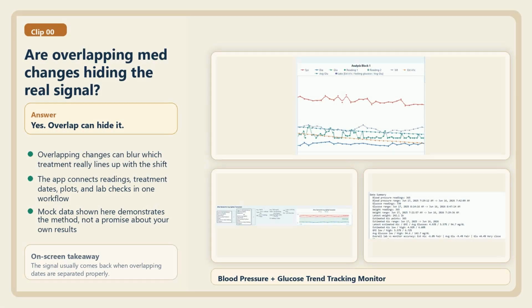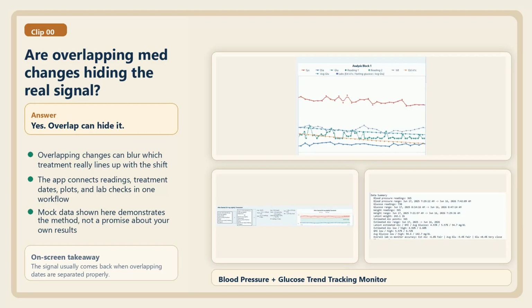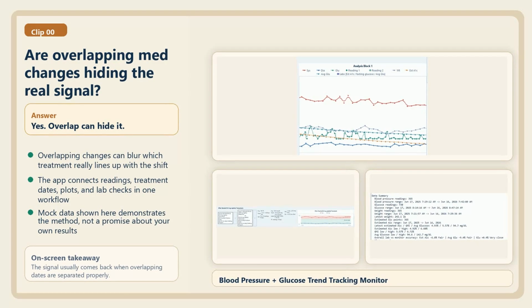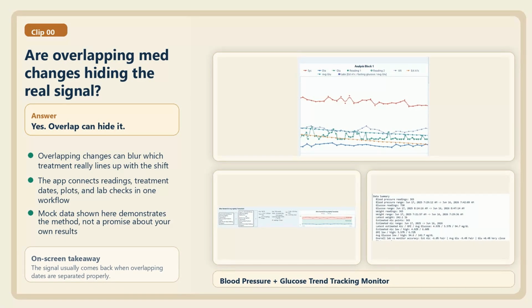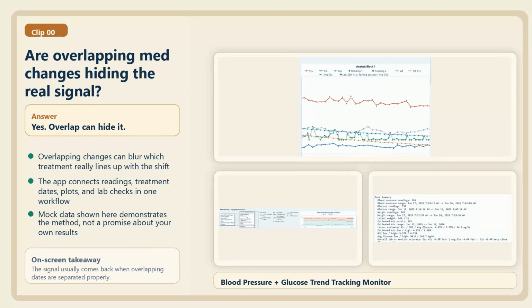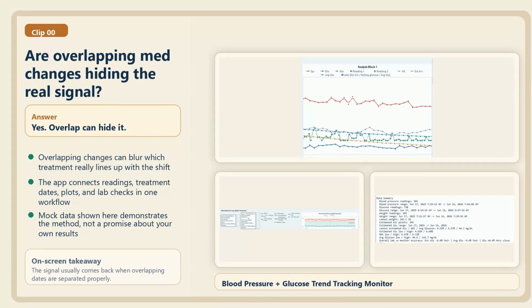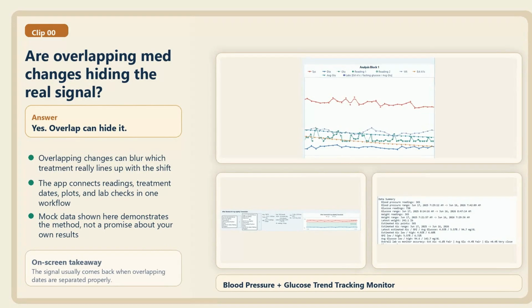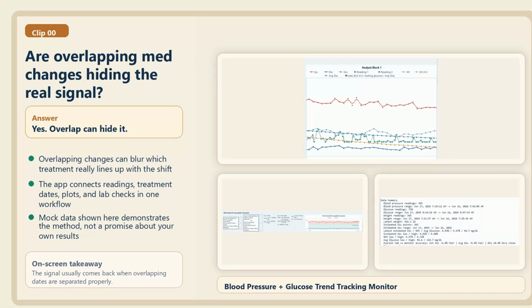Are overlapping med changes hiding the real signal? Overlapping med changes can hide the real signal. Your blood pressure may improve while your glucose is still mixed, or one treatment block may inherit the context created by an earlier one and make the next change look stronger or weaker than it really is.